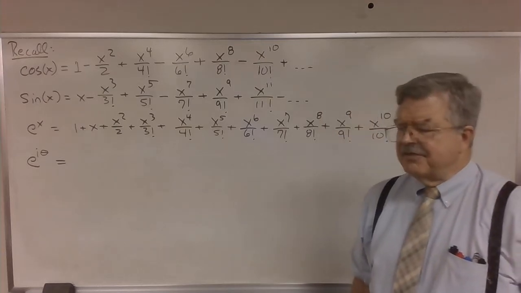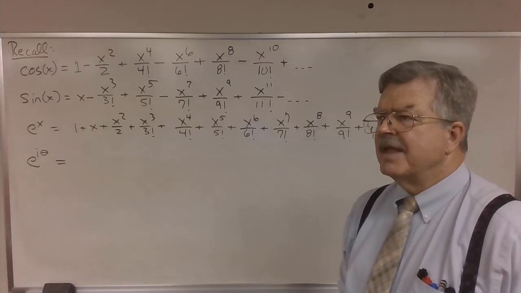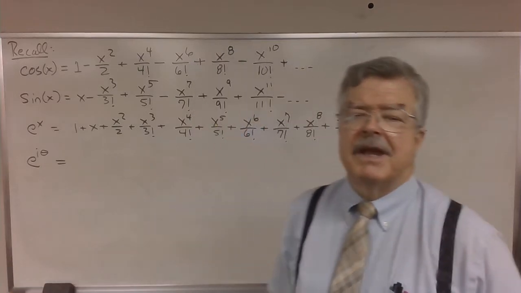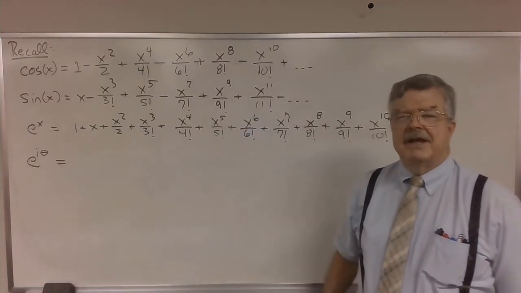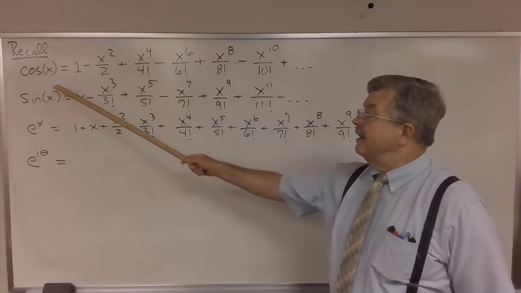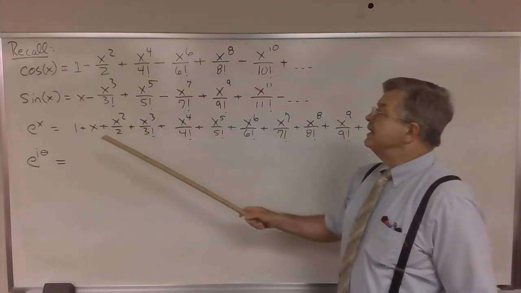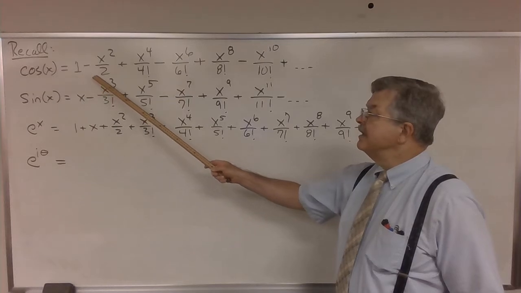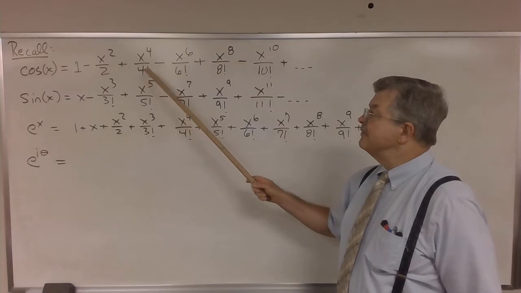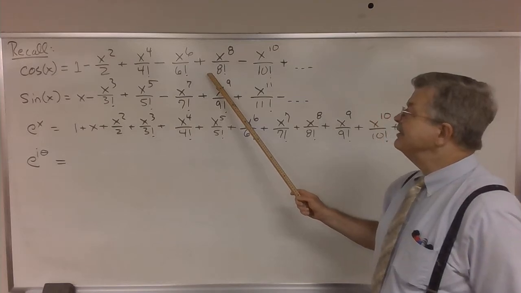Now, just to set the tone for the conversation and to give us some background information, remember from Calculus 2 the Taylor series expansions for some well-known functions. For any real number x, the cosine of x is equal to the infinite series 1 minus x squared over 2 plus x squared over 4 minus x squared over 6 plus x.